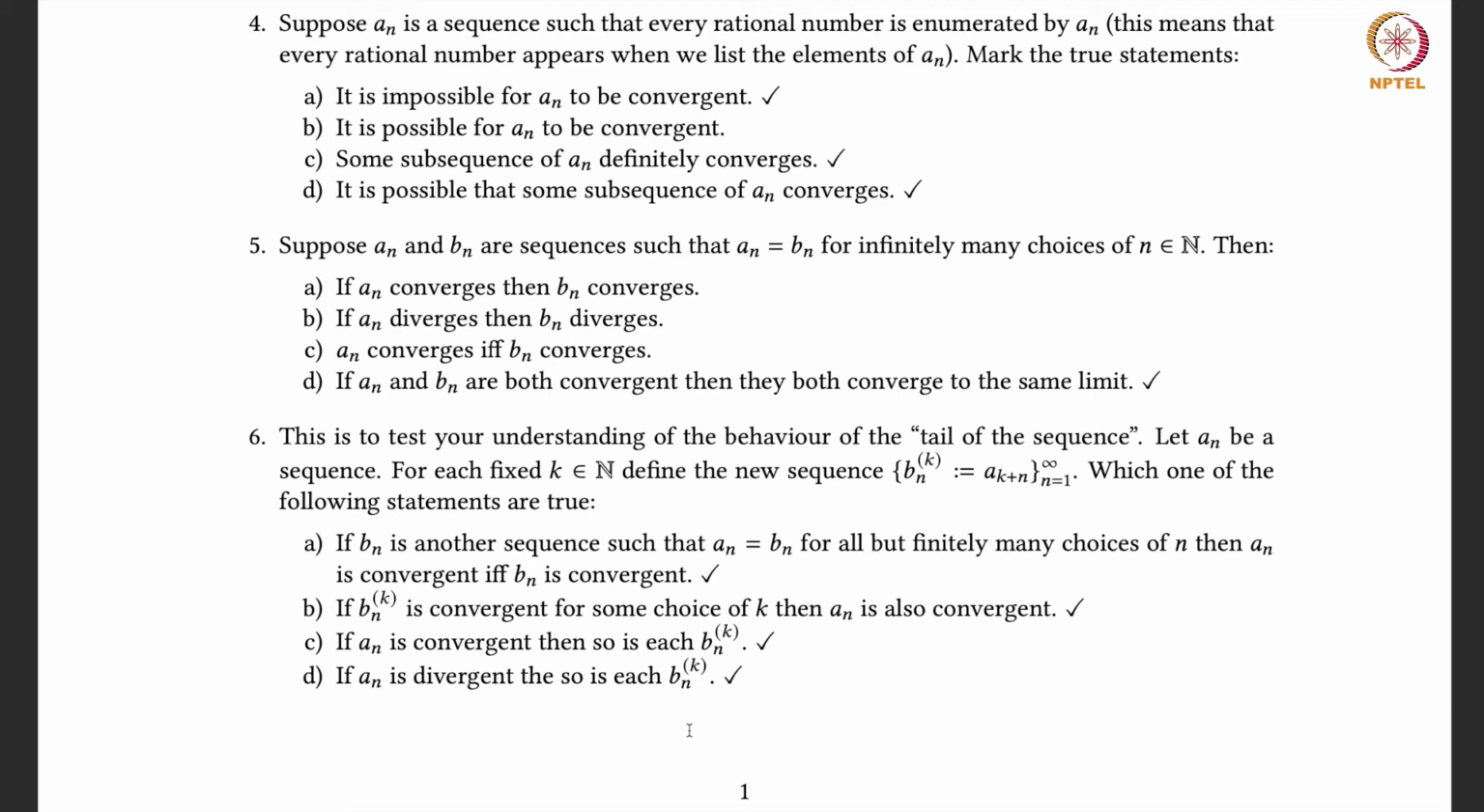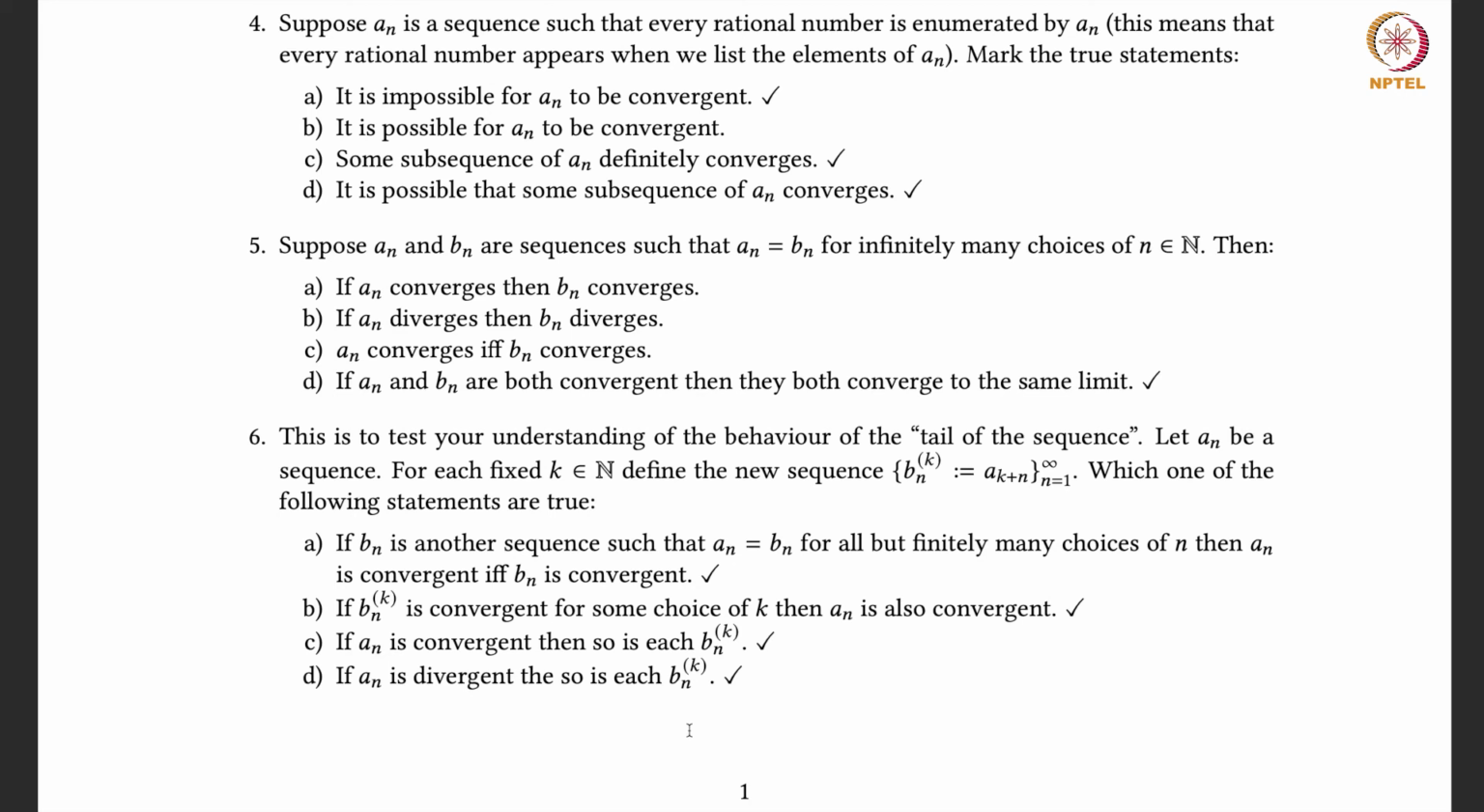What is happening is we have two sequences a_n and b_n which are agreeing with each other except for the first few terms. But in the definition of convergence, the first few terms are completely irrelevant. Therefore, a_n converges if and only if b_n converges. B: If b_n^k is convergent for some choice of k, then a_n is also convergent. This follows immediately from A.